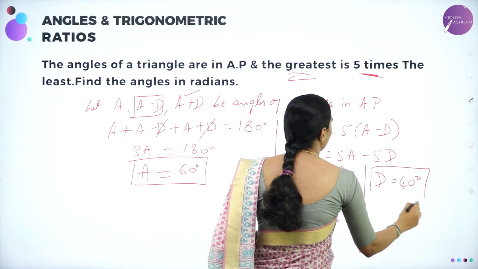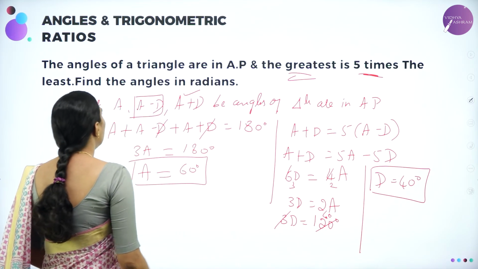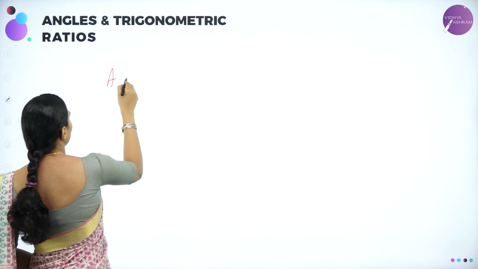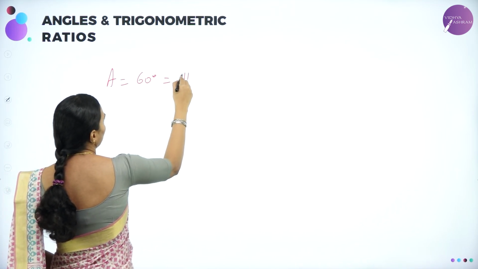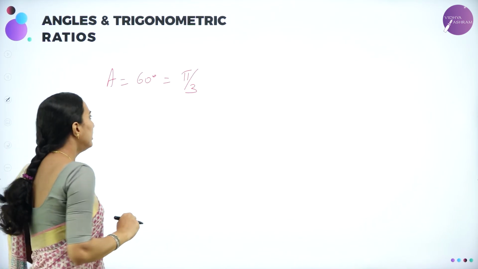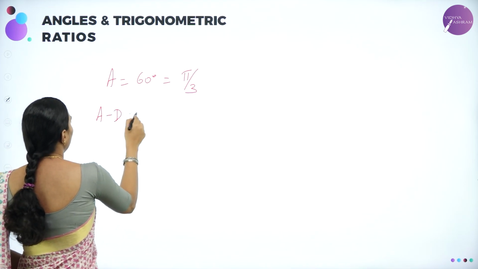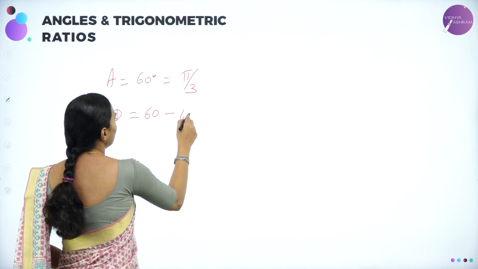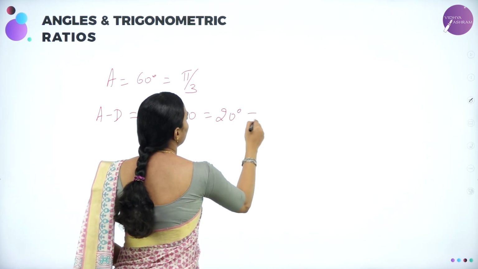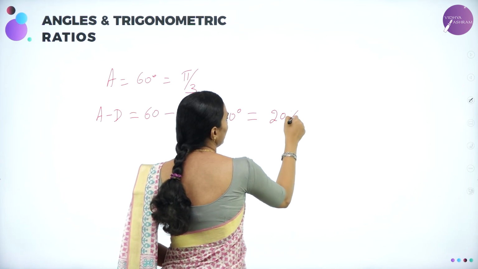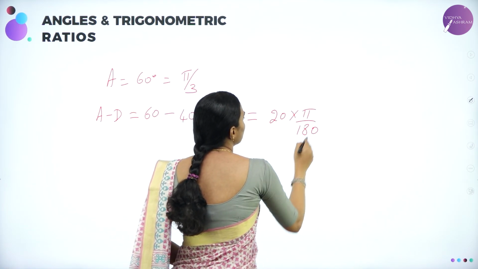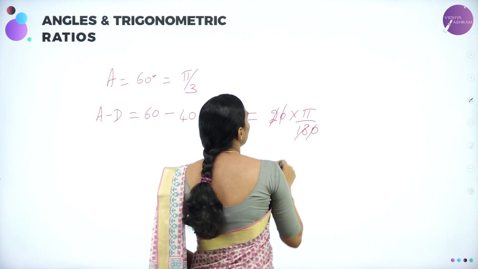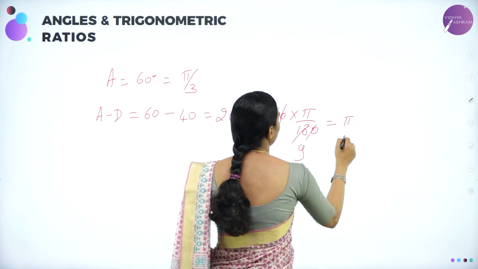If D is equal to 40 degree, they've asked you to find the angles in radian. A is nothing but 60 degree. We know that it can be represented in radian as pi by 3. And A minus D is 60 minus 40, which is equal to 20 degree. So 20 degree can be expressed as 20 into pi by 180. By cancelling over here, 2 1s are 2, 2 9s are 18, therefore pi by 9.